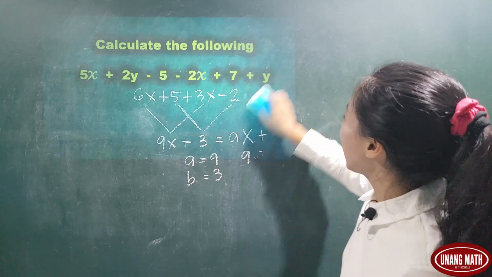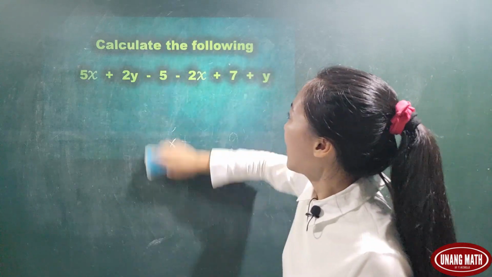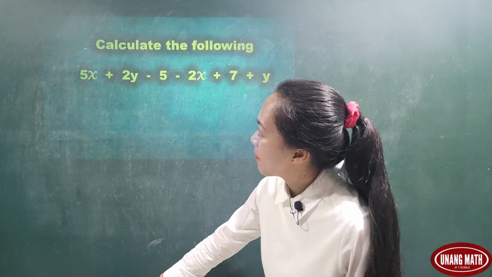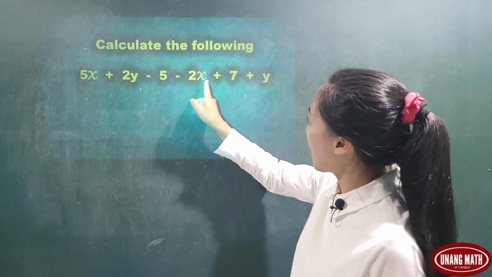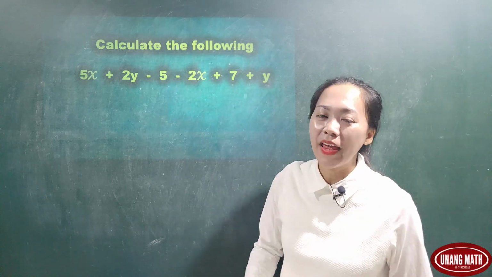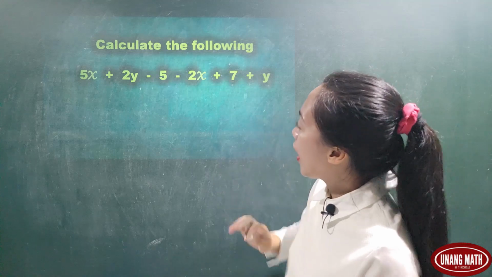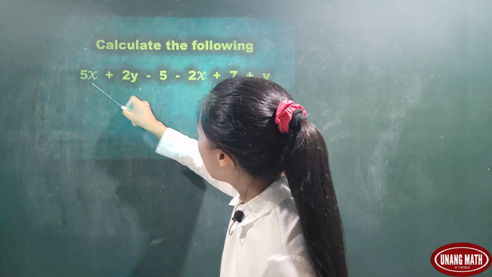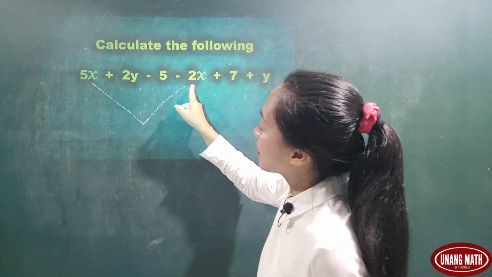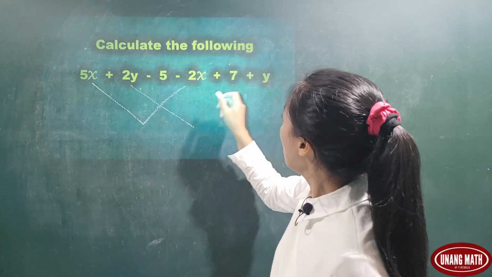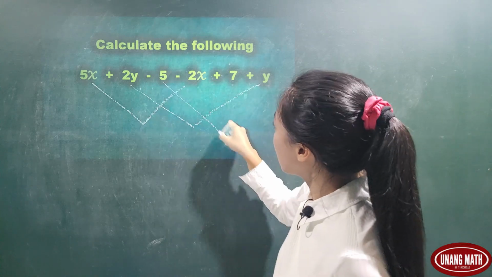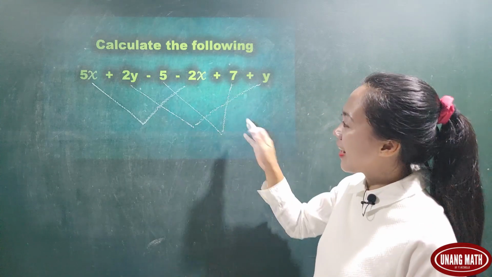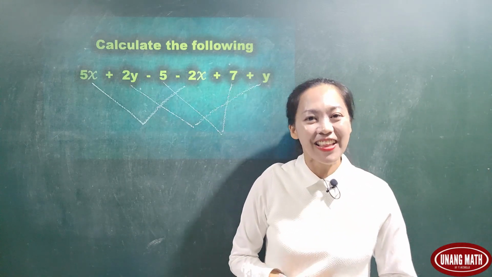Okay, for this next activity or problem, calculate the following, and this is for you to answer. Okay, 5x plus 2y minus 5 minus 2x plus 7 plus y. So to answer this one, you have to combine those like terms in this expression. So you are going to see 5x and negative 2x, these are like terms. 2y and y also like terms. Negative 5 and 7 are also like terms. So calculate and you may write your answer in the comment section.